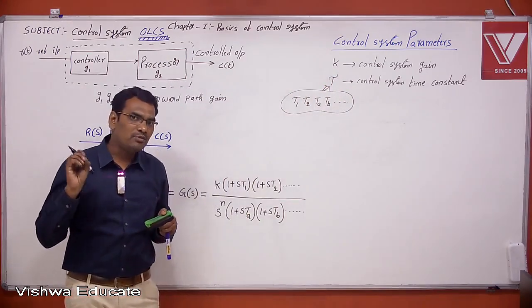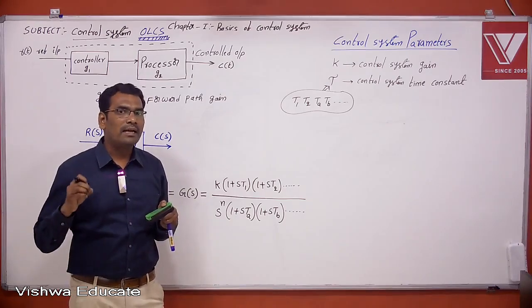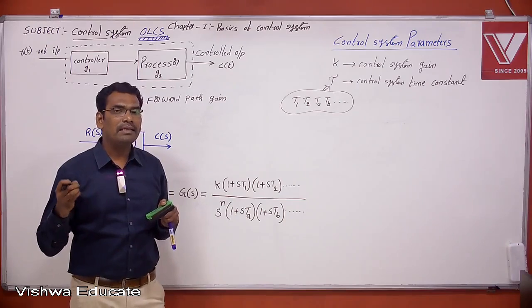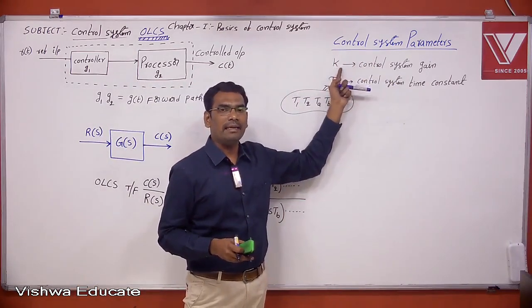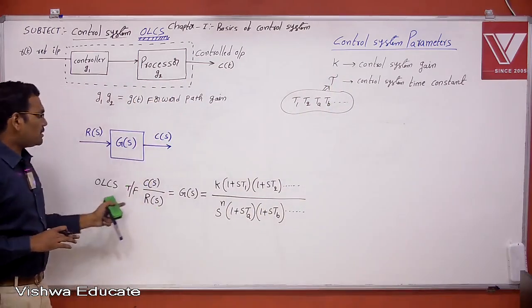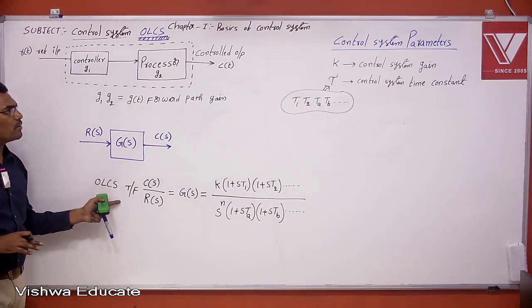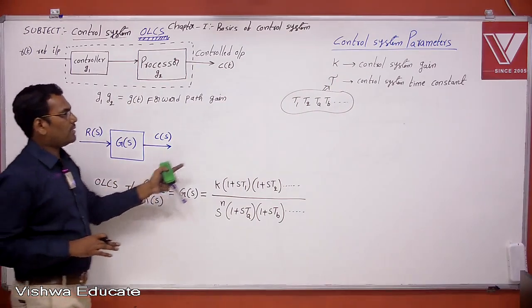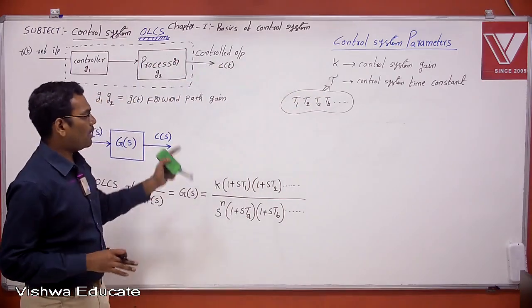Therefore, whether it is an open loop or a closed loop control system, the control system behavior depends upon the control system parameters, which are nothing but gain and time constants. Now see here, this is the open loop control system mathematically equivalent model. This is the open loop control system transfer function, and this is the open loop control system parameters. First you take this one and we will move further.